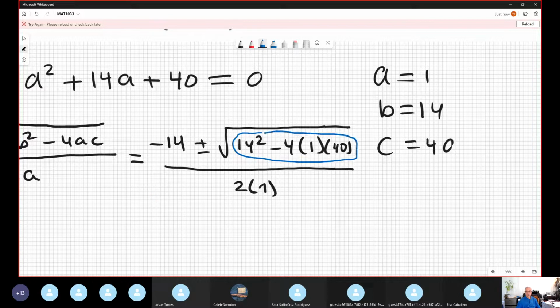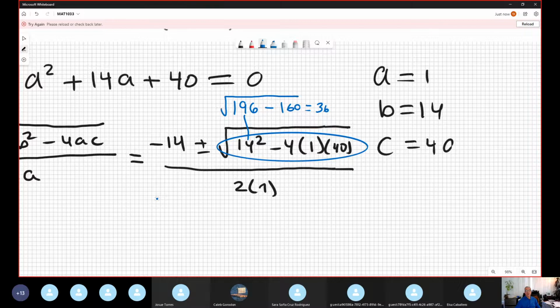Remember, we focus on this expression. I compute the exponent first. It's 196 minus 160, yes or no? Because 4 times 1 is 4, times 40, 4 times 4 is 16, plus a zero. So now subtracting, 36. Now you apply the square root. Square root of 36, nice, I like that. It's 6, because 36 is a perfect square. And so far, we have negative 14 plus or minus 6 divided by 2.